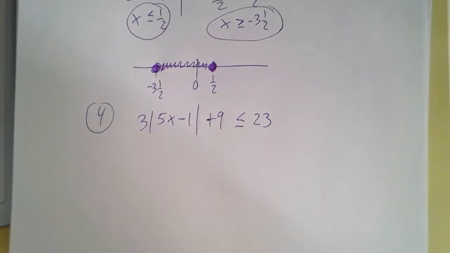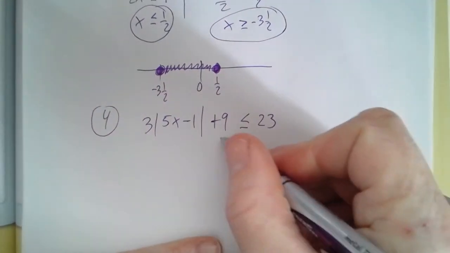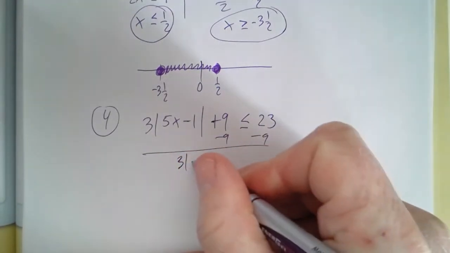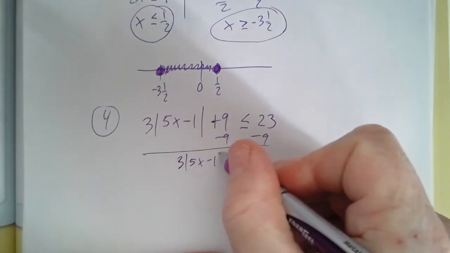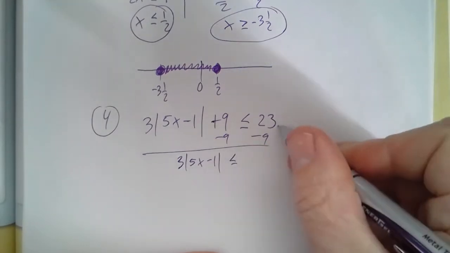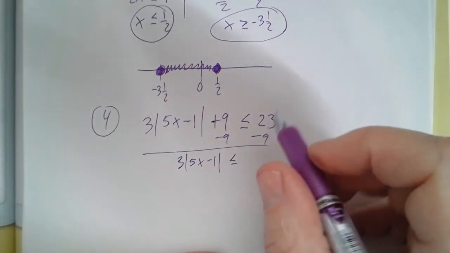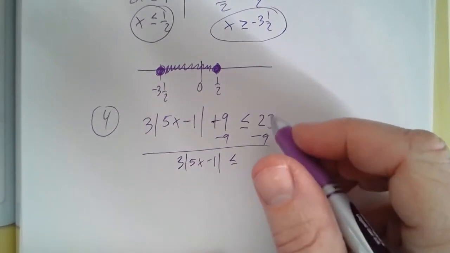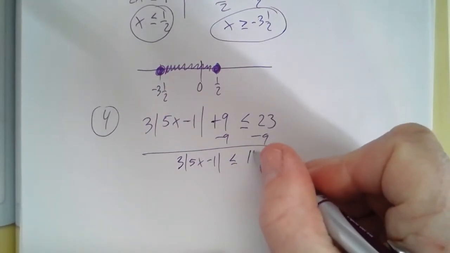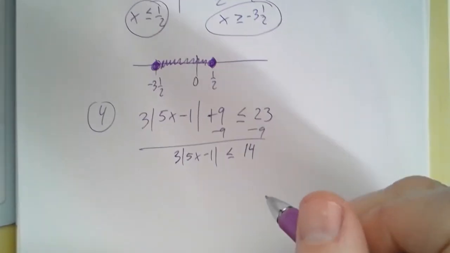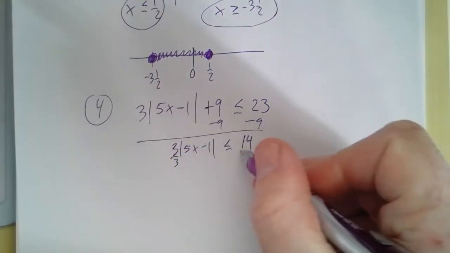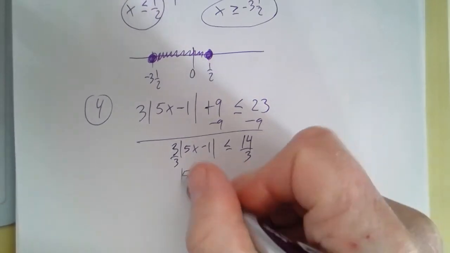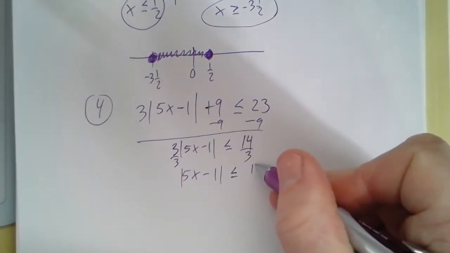All right, let's resume here and see if you got the right answer. So I'm going to subtract the 9 over, and we get 3 absolute value of 5x minus 1, absolute value is less than or equal to 14. All right, divide by 3. So we get 5x minus 1, absolute value is less than or equal to 14 over 3.